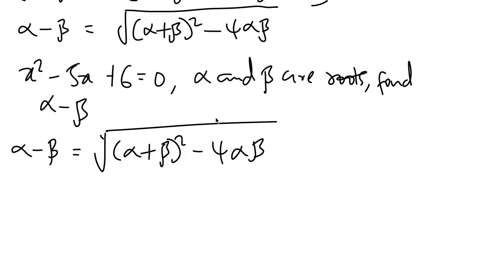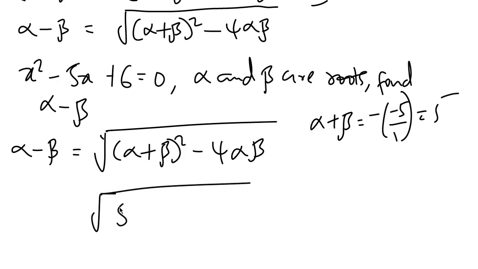So in this case now, what's alpha plus beta? Negative b over a. B is negative 5, so that's negative 5 over what? A, which is 1. So the sum is what? 5. So that will be the square root of 5 squared minus, what is the product from this?